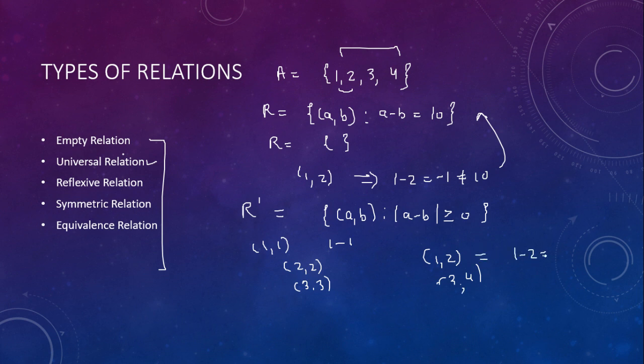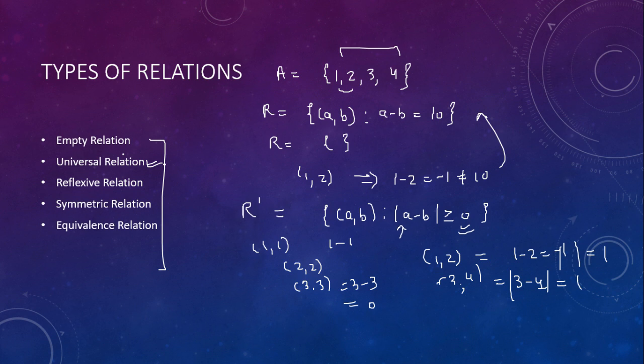what is it giving you? It will give you 1 minus 2, which is minus 1, but absolute value you have to consider because there is modulus, so it will give you plus 1. Similarly, 3 minus 4 modulus will give you 1. Here 3 minus 3 is 0, so it is equal to 0, so it is satisfying, and every single element, whichever way it is related with other element, is giving this relation. So this is the definition of universal relation.